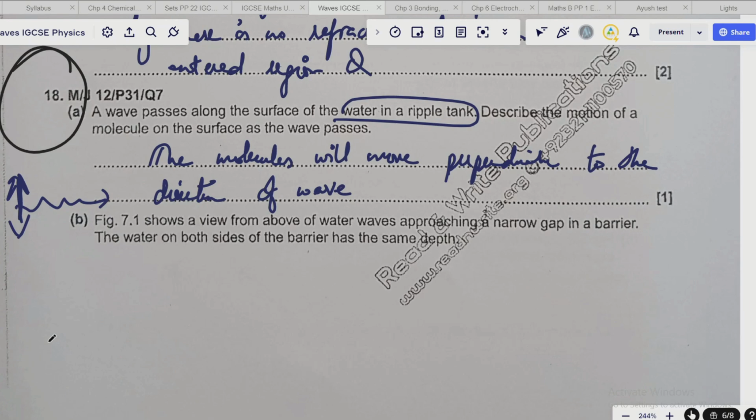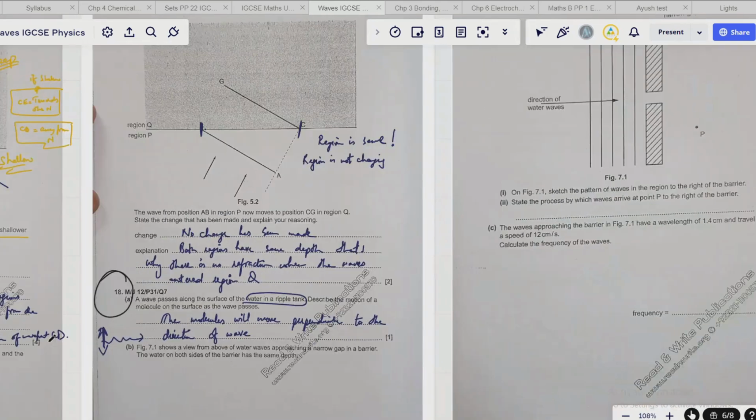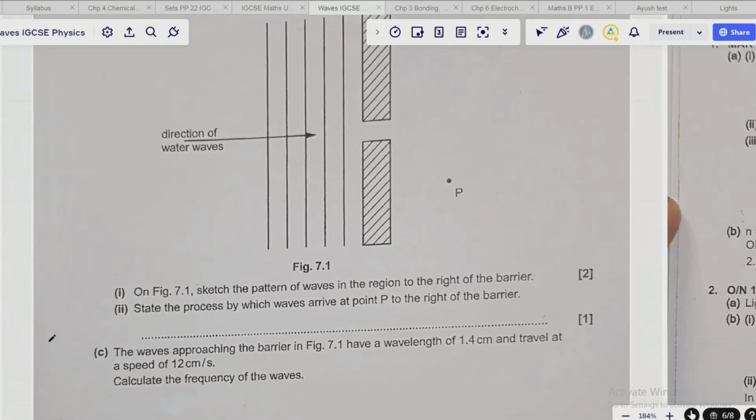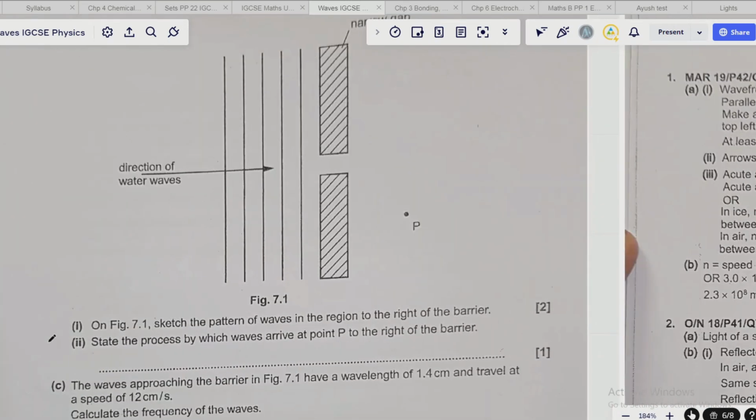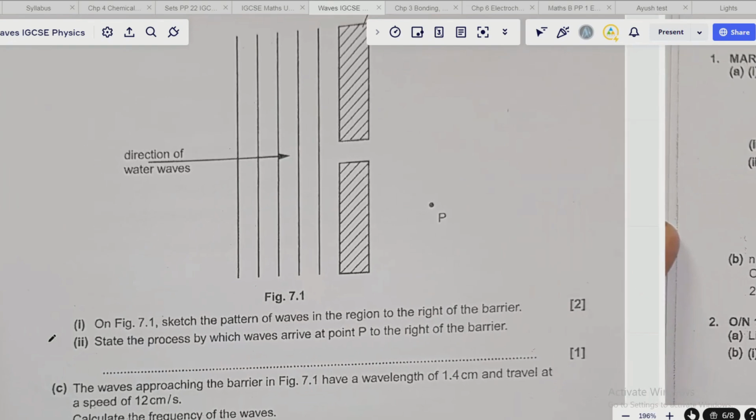Figure 7.1 shows a view from above of water waves approaching a narrow gap in a barrier. The water on both sides of the barrier has the same depth. Okay, this part. So diffraction is occurring here. We have a narrow gap. All you need to do is draw the pattern. How should you draw it? Tell me, will we witness more curves or fewer curves?